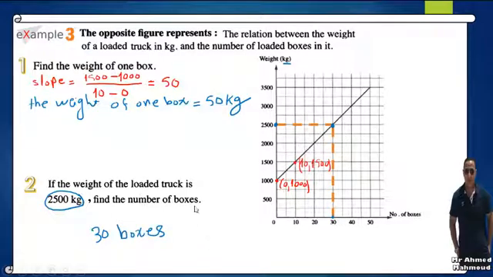Okay, now by looking at this, every question in this lesson depends on the slope, and the slope represents the rate of change. The key to every problem in this case is using the slope.